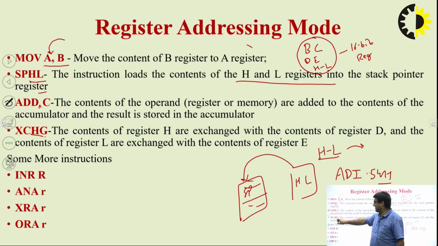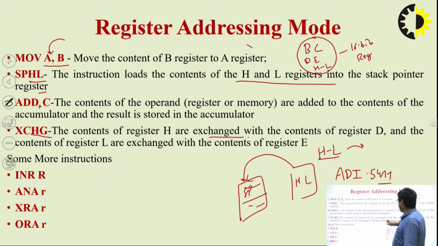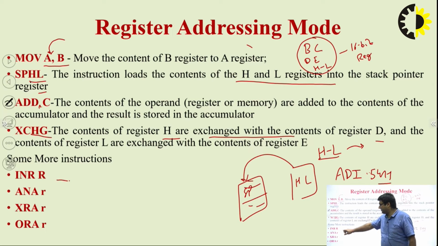Similarly, XCHG exchanges the contents of register pair HL with the contents of register pair DE. Through these instructions we are exchanging the contents of the HL register pair with other general purpose registers. Some more instructions are INR. INR means increment register. This is also categorized into the register addressing mode.